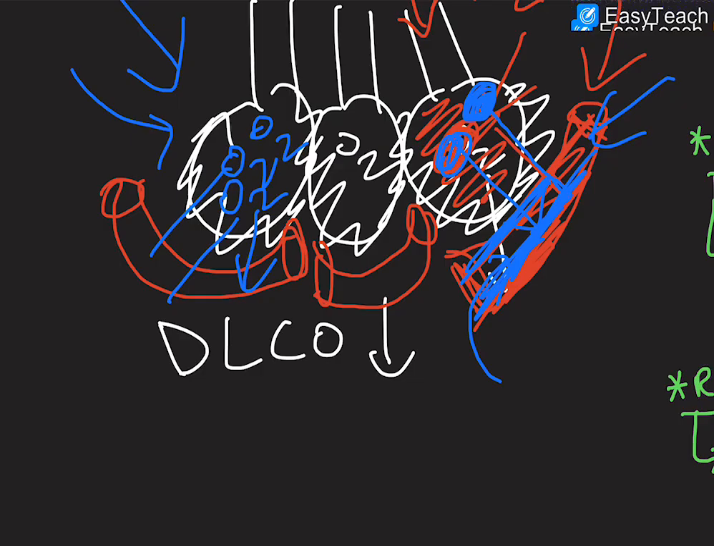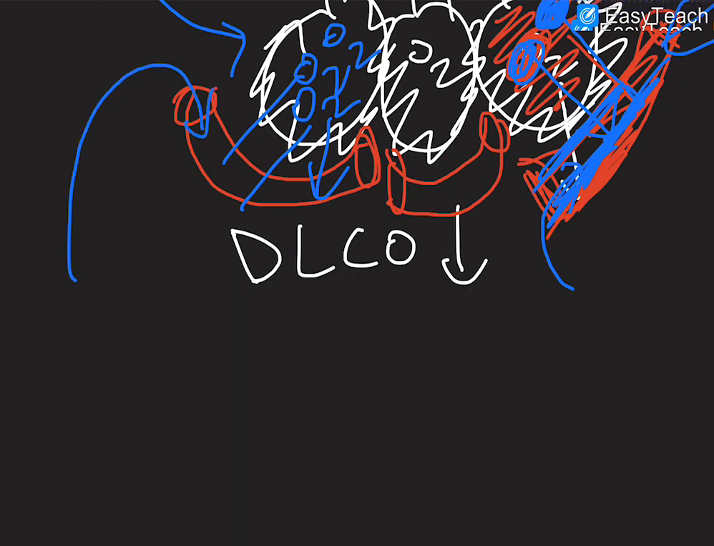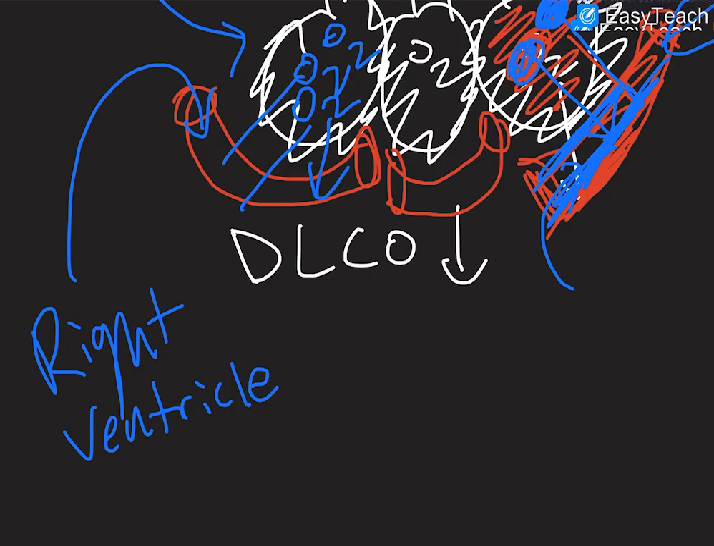And remember, who's pumping blood to your lungs, right? Who's pumping blood into these capillaries that are supplying your alveoli for gas exchange? It's the right side of your heart, right? Your right ventricle in this case, we should say. Your right ventricle is pumping blood into the capillaries that supply your alveoli for the gas exchange.